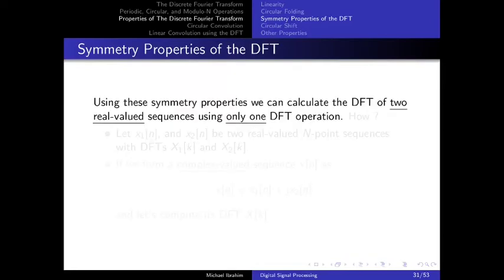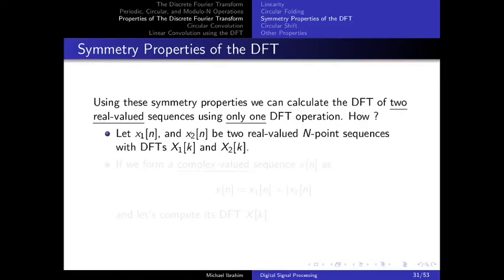So using these symmetry properties, we can achieve a very important task over here, which is the calculation of the DFT of two real valued sequences using only one DFT operation. And instead of paying the time and resources to compute two DFTs for the two real valued sequences, there is a way using these properties to compute the DFT of two different real valued sequences using only one DFT operation.